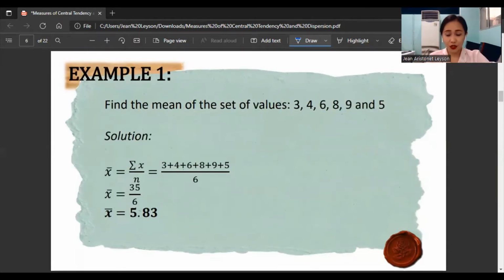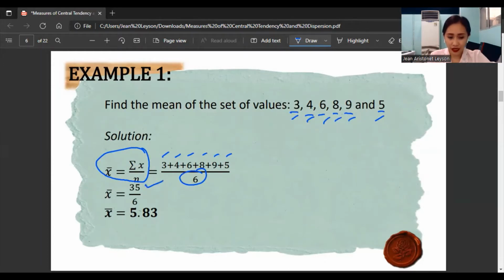Here we have an example. Find the mean of the set of values 3, 4, 6, 8, 9, and 5. We have here the formula. What we have to do is simply add all the numbers in the given set of data. That's 3 plus 4 plus 6 plus 8 plus 9 plus 5. Since there are 1, 2, 3, 4, 5, 6 numbers in our data set, our N is 6. Adding all the numbers, we get 35.